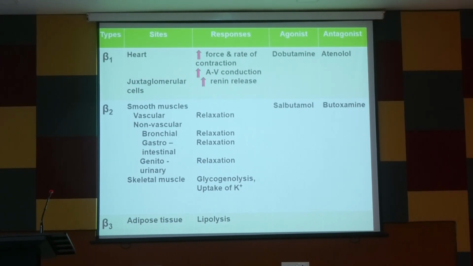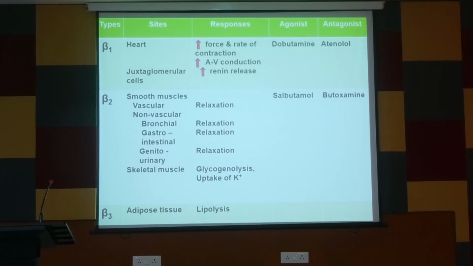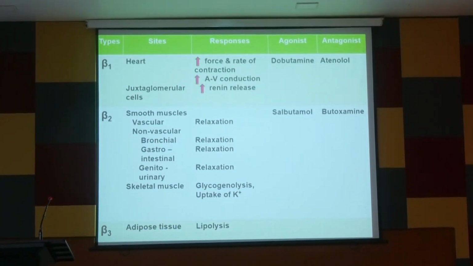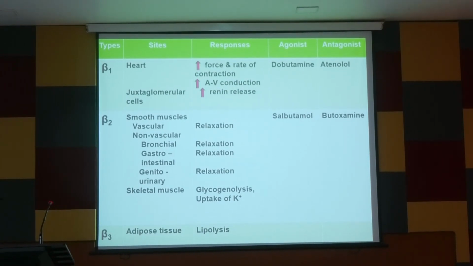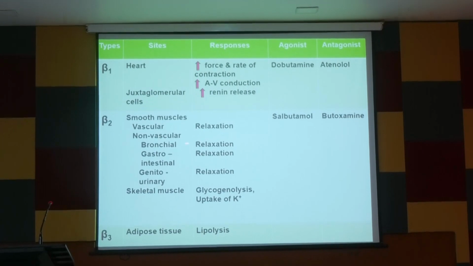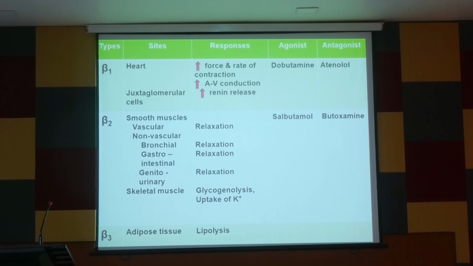Next is the beta 2 receptor. There will be no further isoform like alpha 1 or alpha 2. Alpha 1 has A, B, D, alpha 2 এরও আছে A, B, C. এখানে কিন্তু সেরকম কিছু নেই। এখানে beta 1, beta 2 and beta 3. Beta 2 কোথায় বেশি আছে? Mainly the smooth muscles. Bronchial relaxation, gastrointestinal relaxation and genitourinary relaxation. Of which the most important is this bronchial smooth muscle.